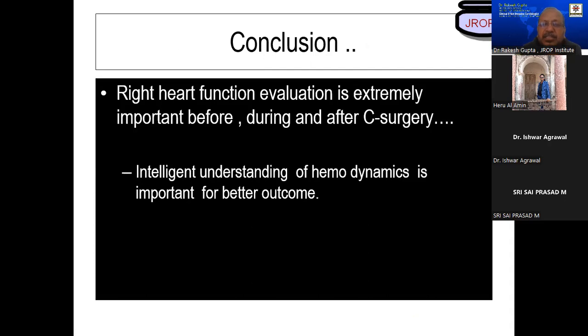Right heart catheterization evaluation is extremely important before, during, and after cardiac surgery. Intelligent understanding of hemodynamics is important for a better outcome.